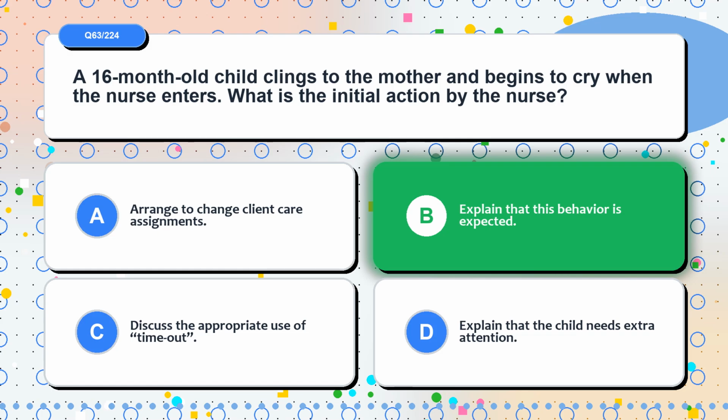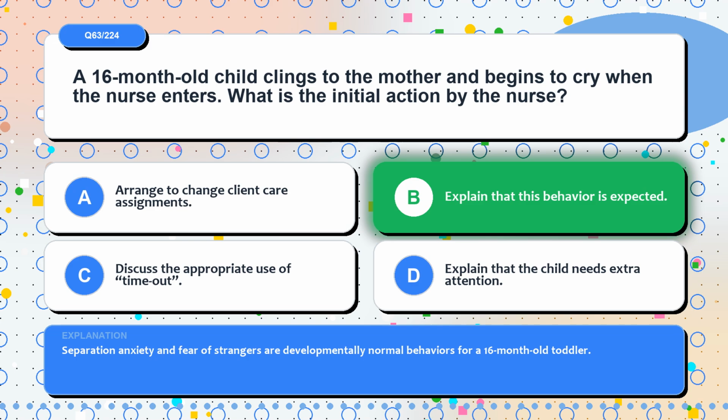The correct answer is option B. Explain that this behavior is expected. Separation anxiety and fear of strangers are developmentally normal behaviors for a 16-month-old toddler.